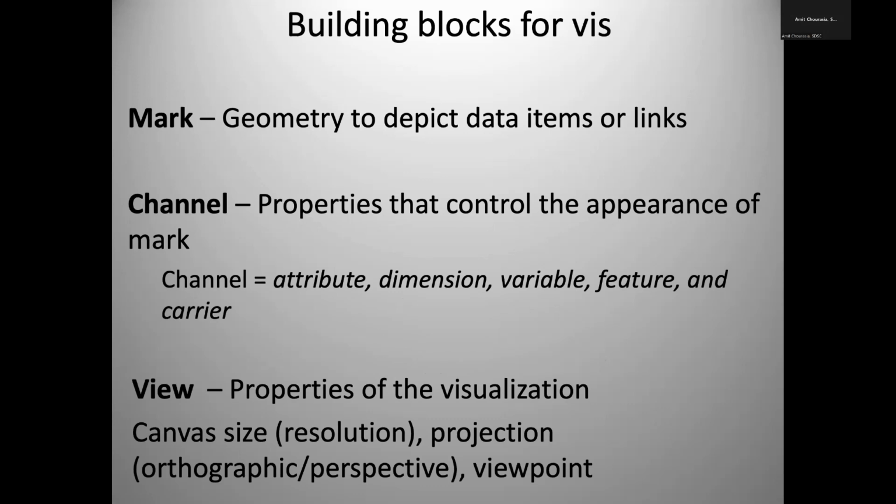Now the channel, in the language which we have been using, applies to an attribute, but the attribute is also called a dimension, variable, feature, or a carrier. So all of those things mean the same thing. And then view is the property of the visualization, that is how big a size or resolution you have, what kind of projection we are using, and where we are looking at from. So what is the viewpoint?